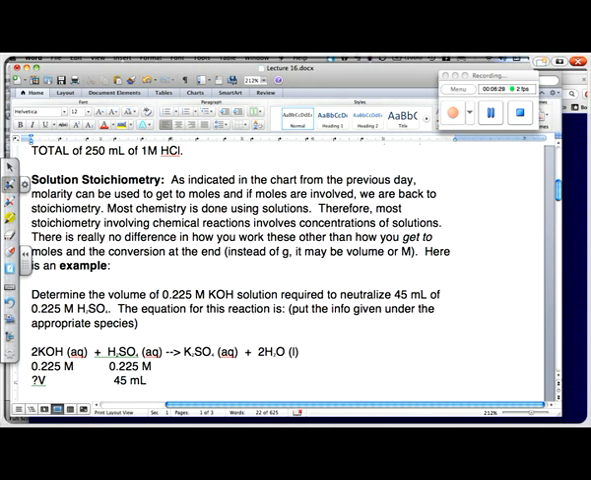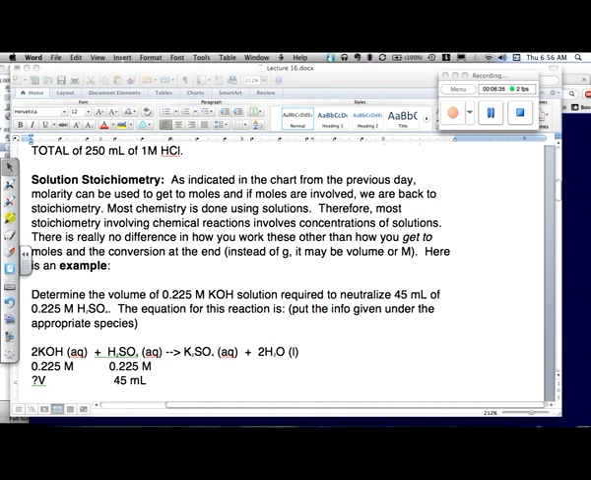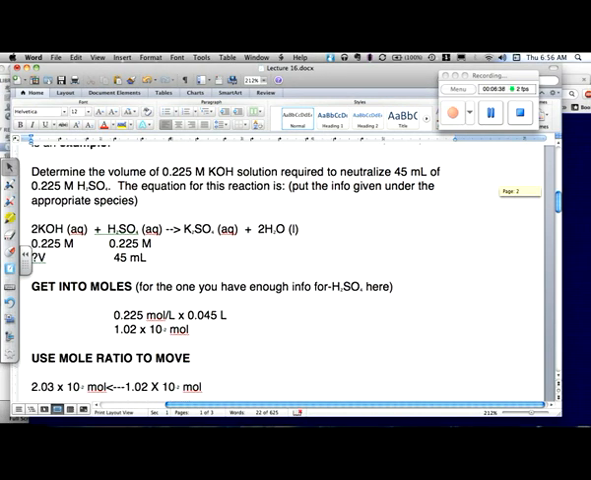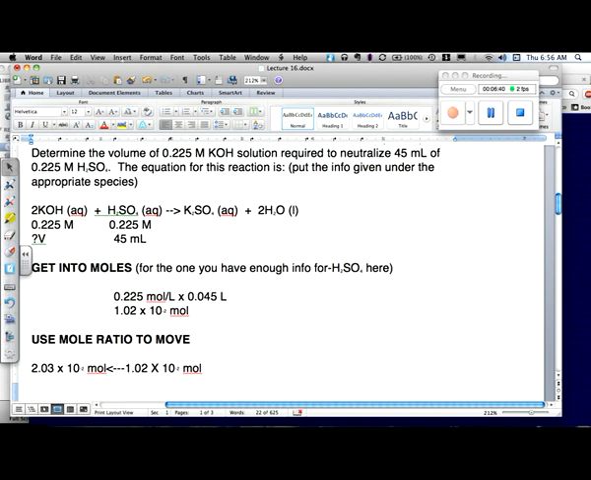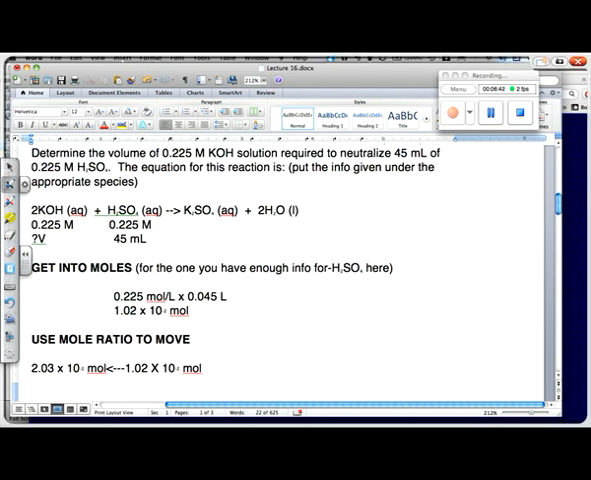So here's our example. Of course, we start off, as always, with a balanced chemical equation. And our second step is, if you're not in moles, get there. So that's what we're going to do. So here's our balanced chemical equation right here. Determine the volume of 0.225 molar KOH. So that has been put under the KOH with the question mark. And then the 45 milliliters and the 0.225 molar is under the sulfuric acid.